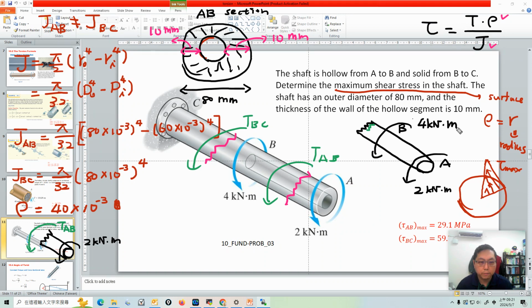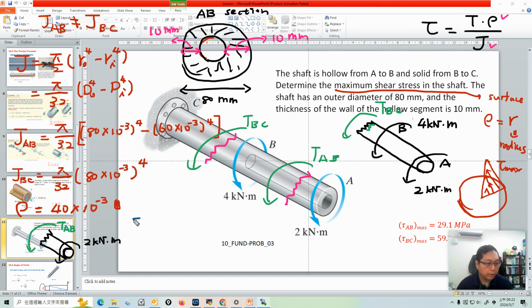Here is 4 kilonewton times meter. For this problem, we calculate from the right to the left, because most of the information is at the right, so it's much easier than calculating from the left. The same thing: I don't know the direction of the torque TBC, so I just assume it's positive. Then we do the moment balance, or torque balance, on each section.